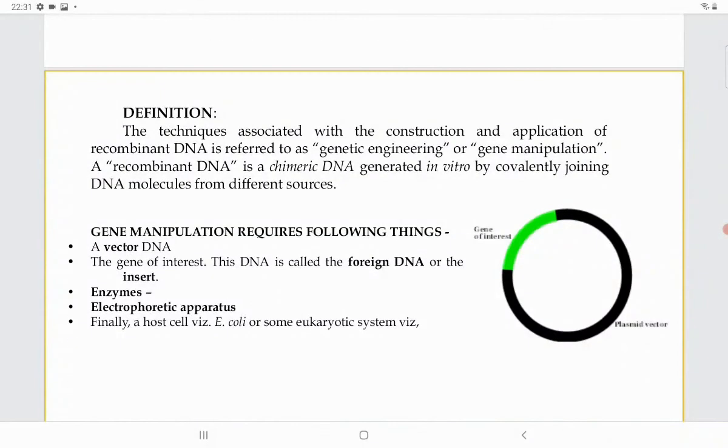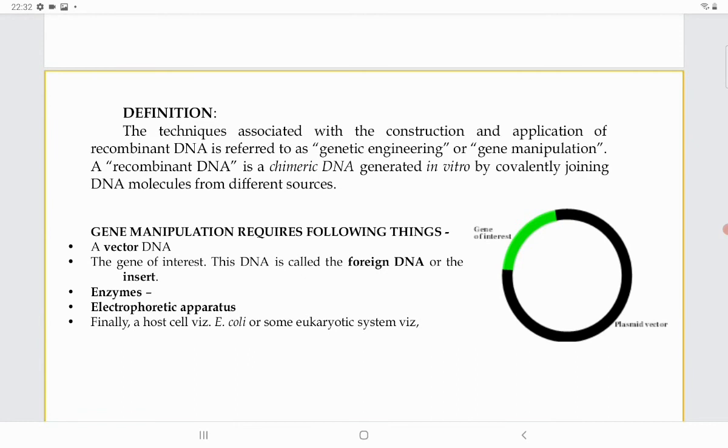to all of them. So let us start with the definition of recombinant DNA technology or genetic engineering or gene manipulation. These are the alternative terminologies used to define the same thing. So basically it's the techniques that are associated with the construction and application of recombinant DNA that are referred to as genetic engineering or gene manipulation.